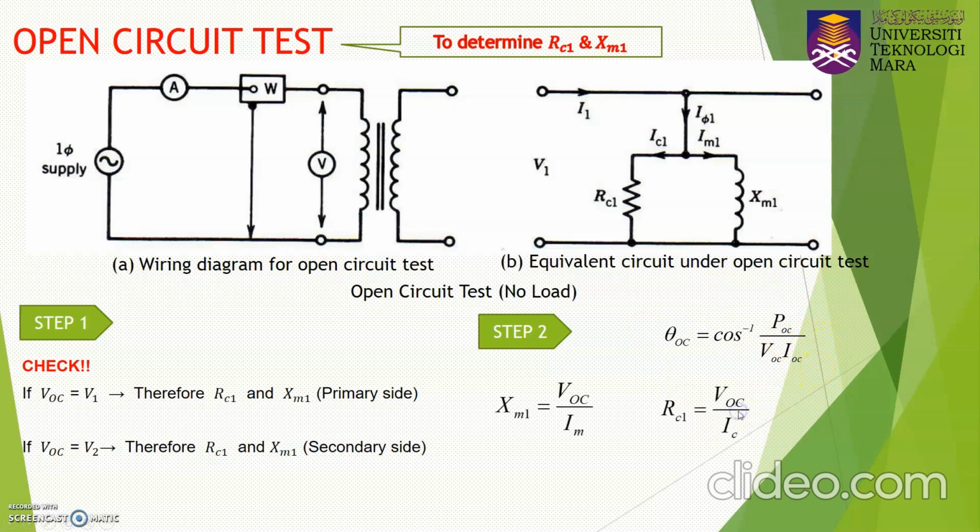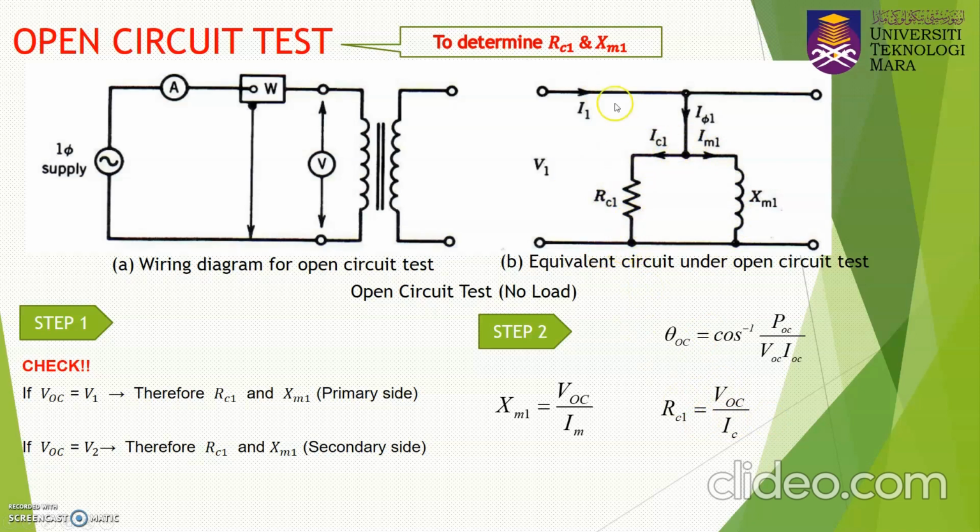Then the values of XM1 and RC1 you can determine based on these formulas. XM1 is equal to V open circuit, because the V open circuit is measured from this terminal to this terminal, both sides, divided by IM, because IM is the one that goes through XM1. RC1 is equal to the voltage across here, V open circuit, divided by IC.